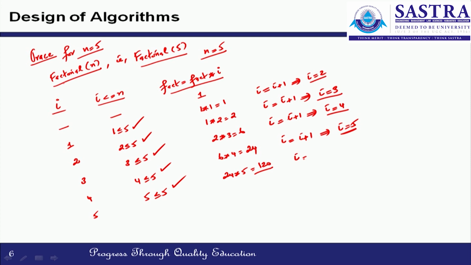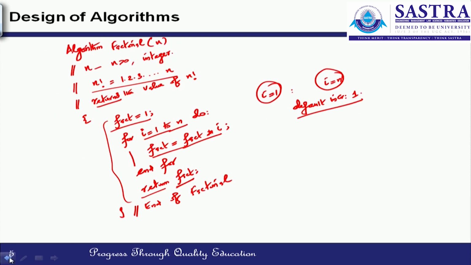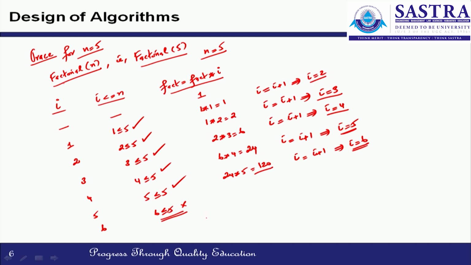Now, I is incremented by 1, I becomes I plus 1, I becomes 6. When I becomes 6, checking the condition if 6 less than or equal to 5, condition is false. Here what happens? Control completes the execution of for loop. Now, the control has to come out of for loop and the statement to be executed is return fact.